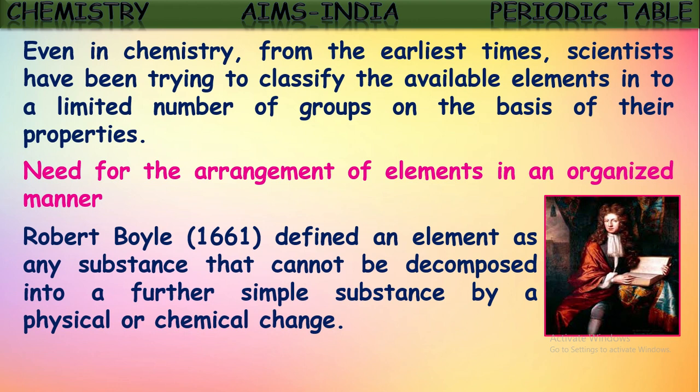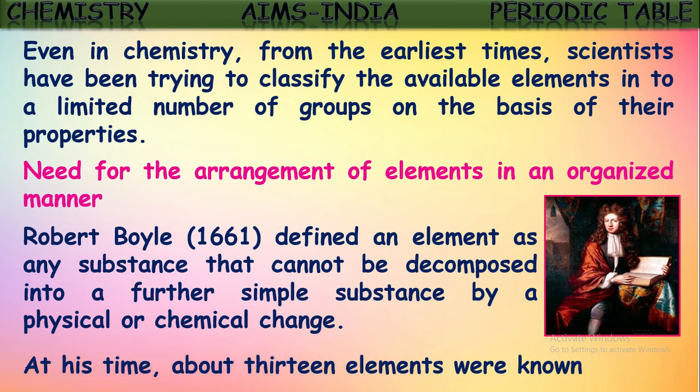Robert Boyle defined an element as any substance that cannot be decomposed into a simpler substance by physical or chemical means. For the first time, Robert Boyle defined the element. He told that an element is a simple substance which cannot be decomposed further into simpler substances. Only the simplest substance of every matter is considered an element. At his time, about 13 elements were known. Only very few elements were known at the time of Robert Boyle.